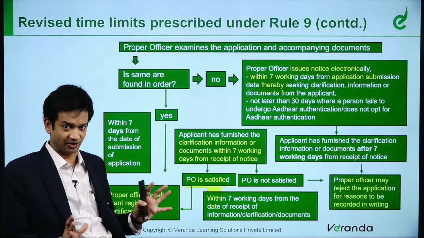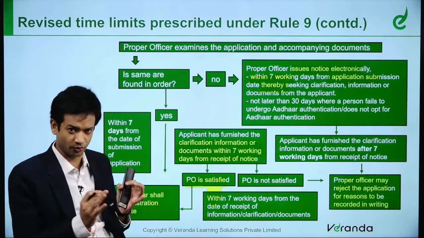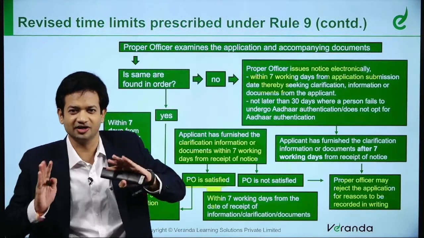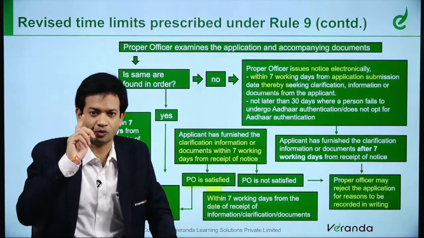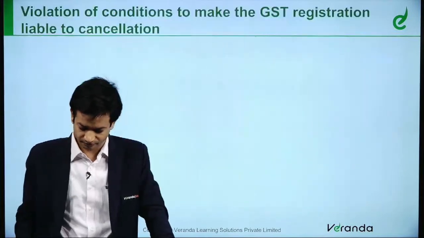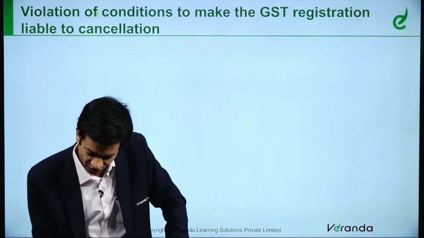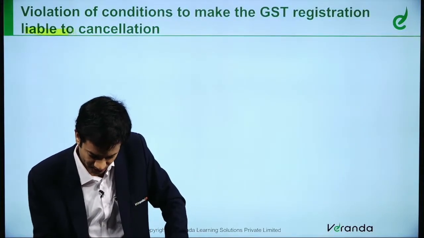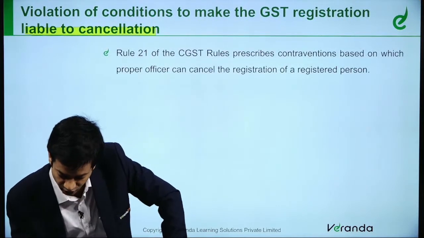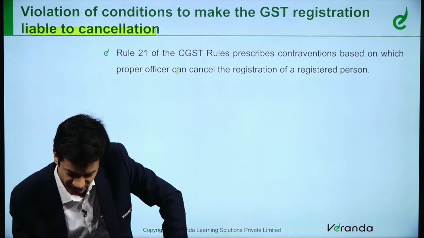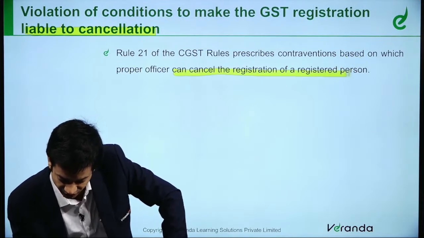Simple. Whatever I explained to you, we have discussed through the chart also. Very simple. But yes, as I said, there are certain nitty-gritties attached to this amendment. Right. Next, now we're going to talk about cancellation. Violation of conditions makes the GST registration liable to cancellation. Now, Rule 21 prescribes contraventions based on which the proper officer can cancel the registration of a registered person.